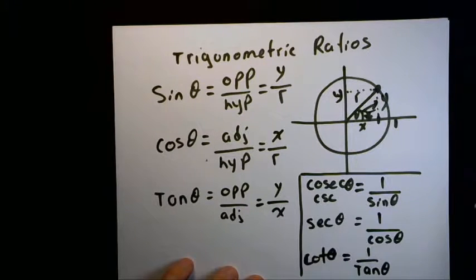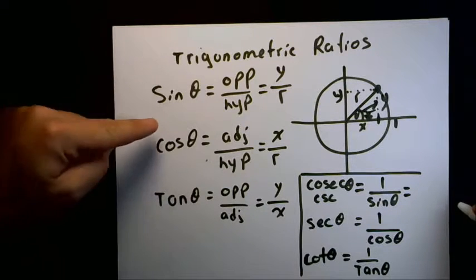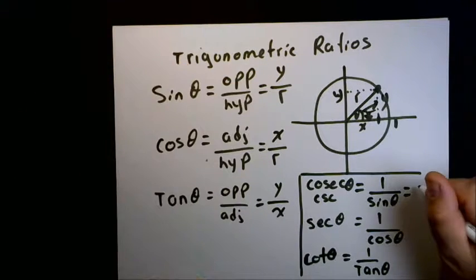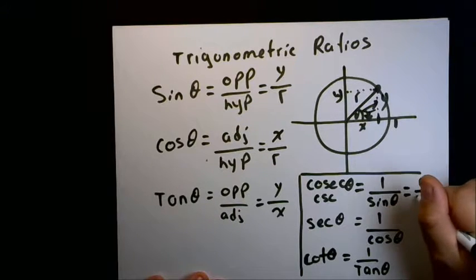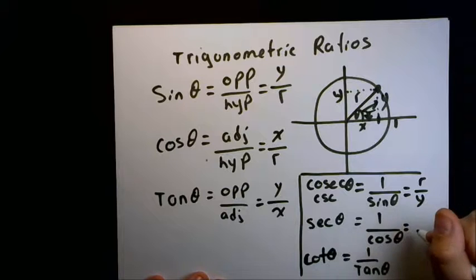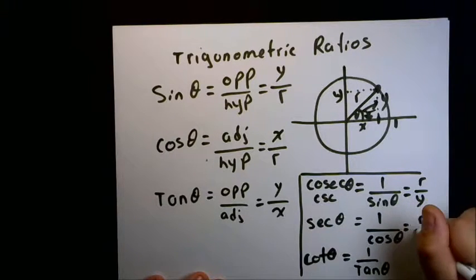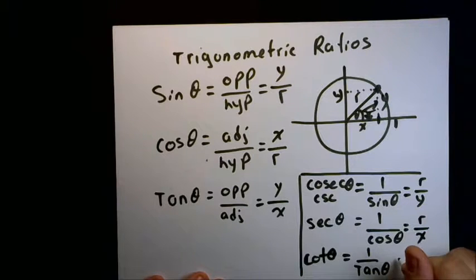So for sine, sine is y over r. Cosecant is r over y. Secant, which is the reciprocal of cos, is r over x. Cotangent, which is the reciprocal of tan, is x over y.